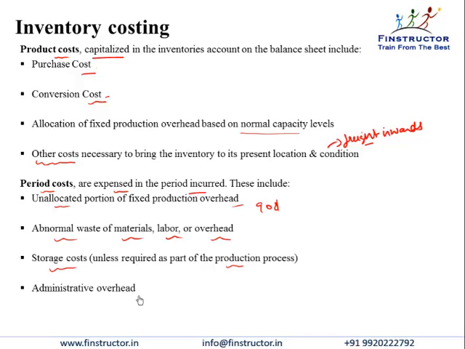Any administrative overhead, so the CEO's salary, cannot be loaded onto the cost of inventory. The HR department salary cannot be loaded on. Yes, the labor's wages can be loaded onto inventory, but not the administrative overhead. Any commission or advertising, marketing expenses that we are making cannot be loaded onto the cost of inventory.